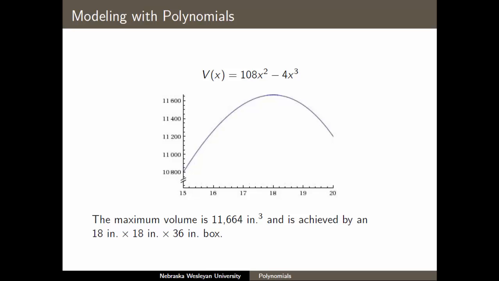And the dimensions of the box that achieve this are 18 by 18, that's the square base, and then the length is 36 inches. I determined this by going back to our previous observation that the length is equal to 108 minus 4 times x. And since we've settled on 18 for x, I have 108 minus 4 times 18, which turns out to be 36.